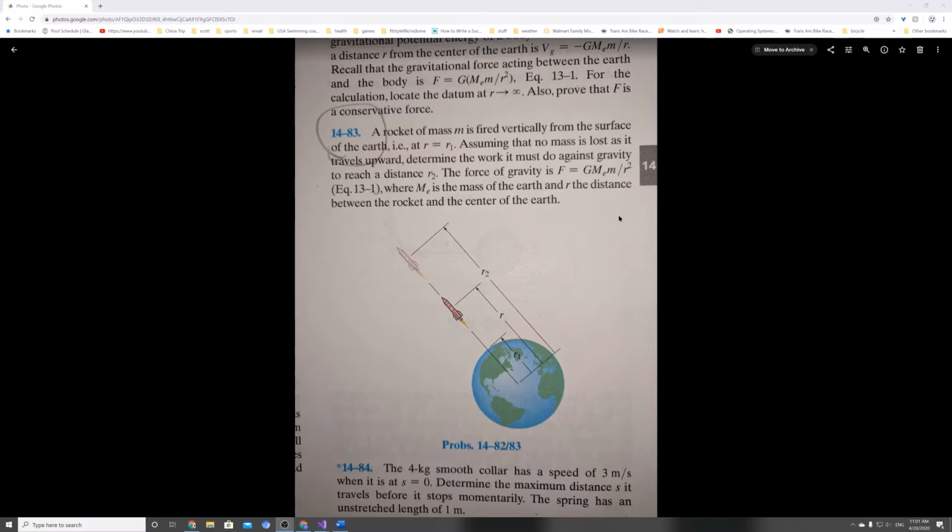Okay, so this one is all symbolic. There's no numerical values with it. But we have a mass, m_e is the mass of the Earth, and r is the distance between the rocket and the center of the Earth. Okay, so work is being done. The work is being done against gravity for the rocket to lift off.